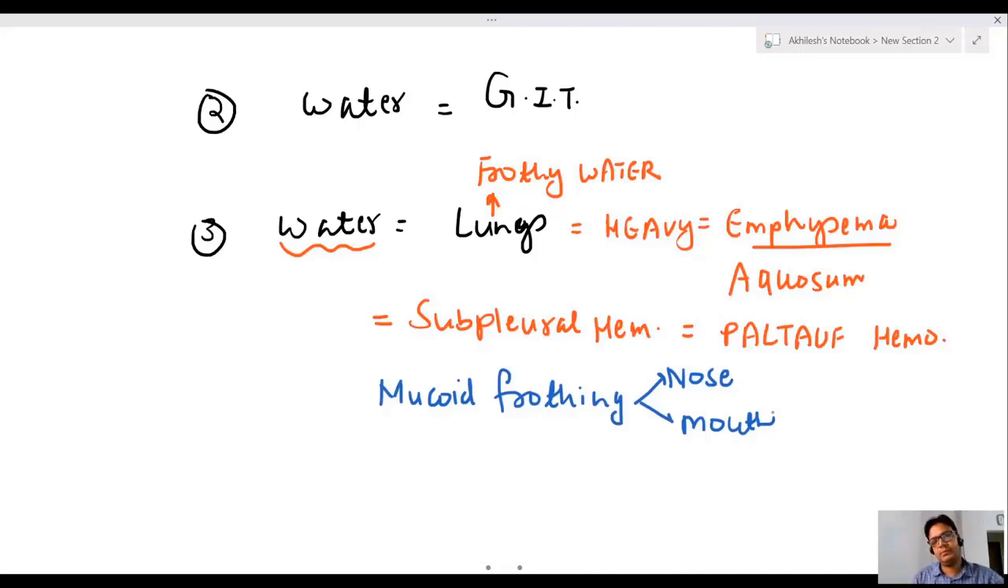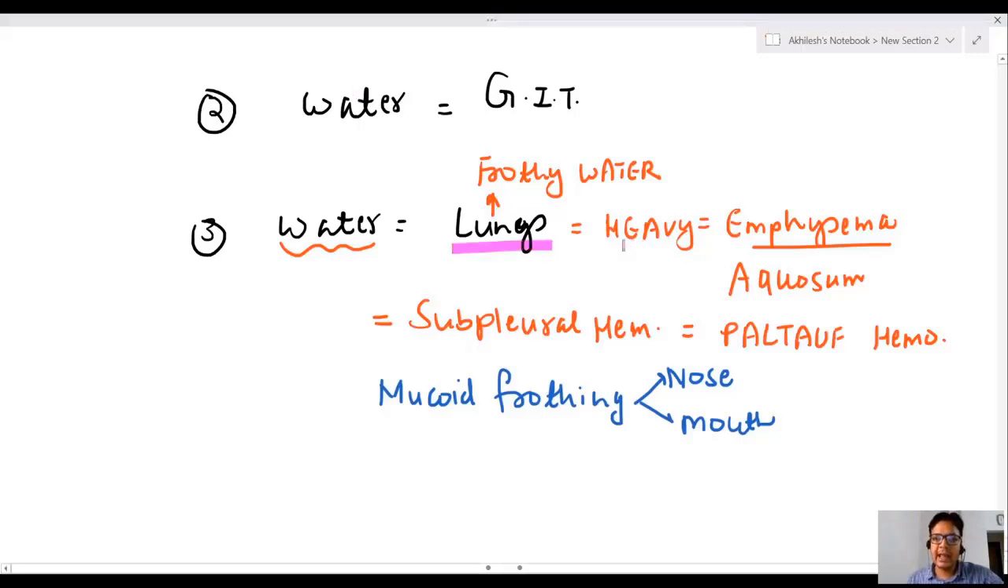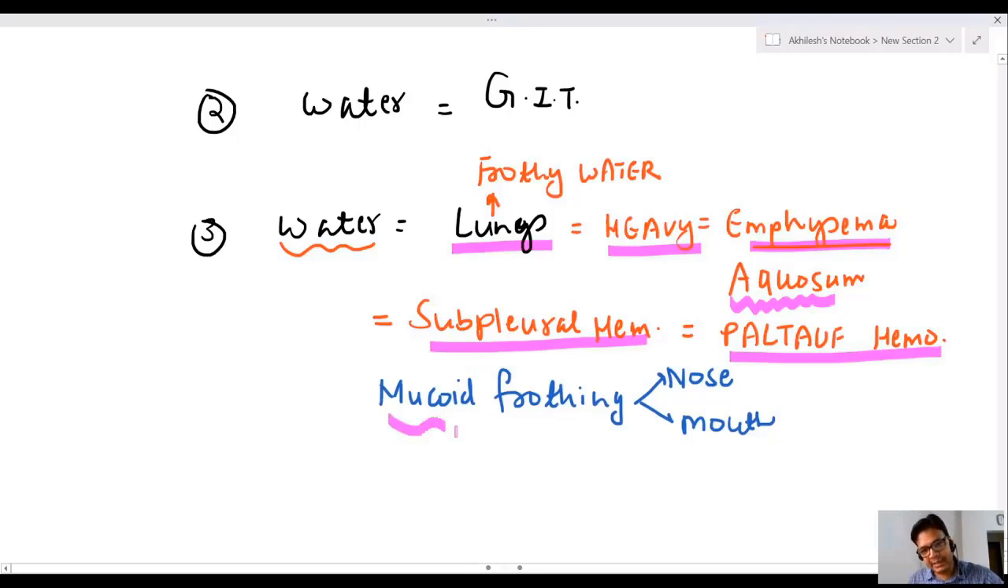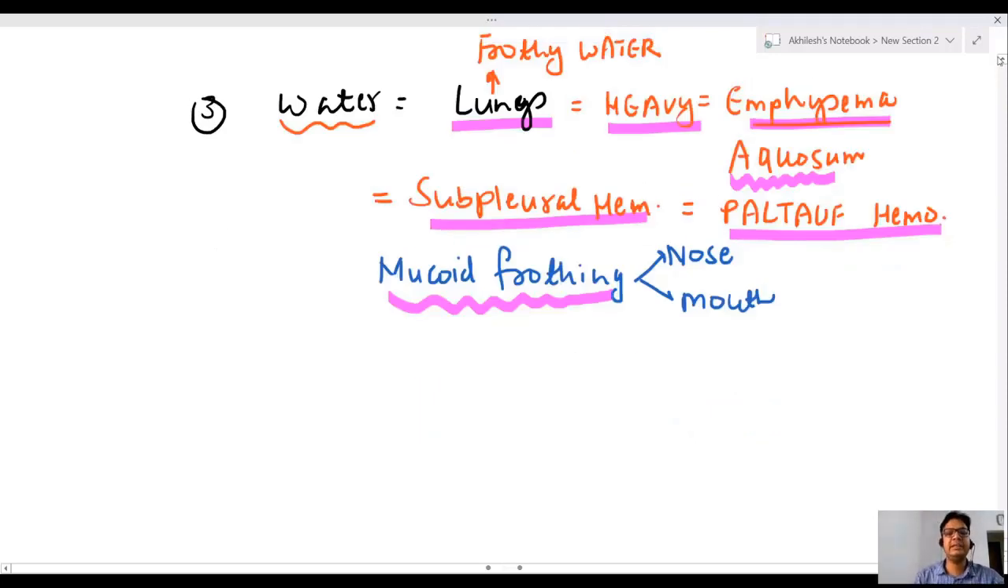So again, I'm revising, my dear friends. Lungs are heavy with water, it is emphysema aquosum. Subpleural hemorrhage is Paltauf hemorrhage. Mucoid frothing from nose and mouth is also suggestive of antemortem drowning. What is antemortem drowning? The person was alive in water and then died inside the water. So water in the GI tract, water in the lung, and cadaveric spasm. The most characteristic finding is cadaveric spasm.